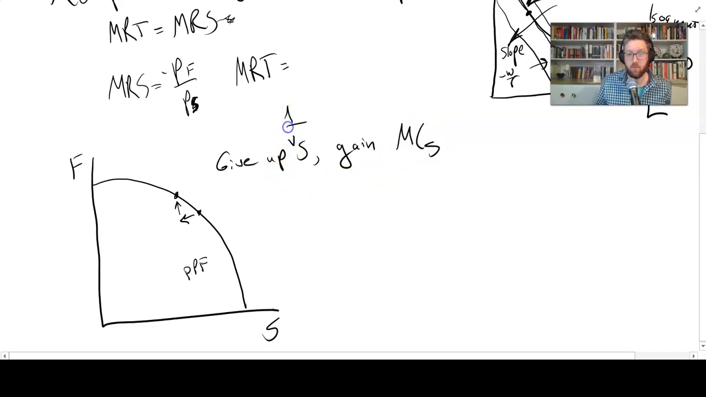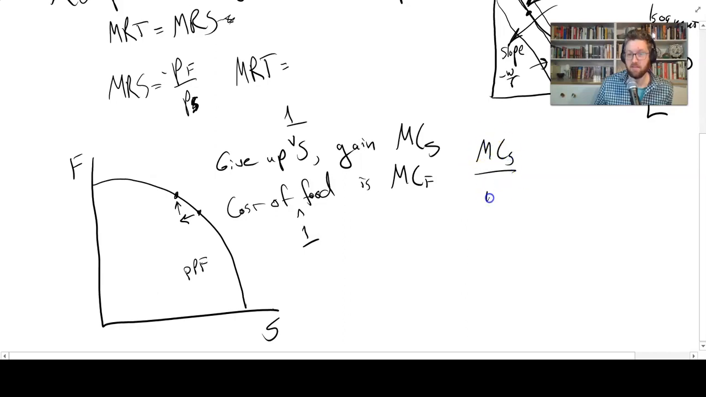So this is going to be if we give up 1 unit of S, we're going to get the marginal cost to produce it back. That's how much money we have to play with, okay? That allows us to buy some food. The cost of 1 food is MCF. So if we give up a little bit of shelter, we're going to gain MCS. And how much food is that going to let us buy? Well, we divide MCS by MCF. Okay? All right.